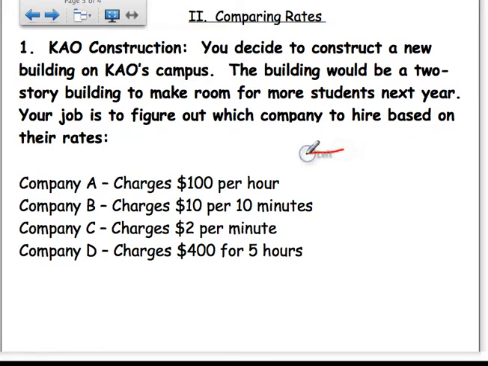So in terms of a little help for guidance, you want to rewrite all of these ratios and then decide how you are going to rewrite them with the same denominator. Stop the video here, press play when you're able to tell me which company you should hire. That means which one is the cheapest. Again, stop the video here, press play when you're ready to check your answer.